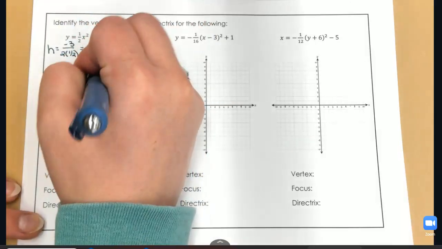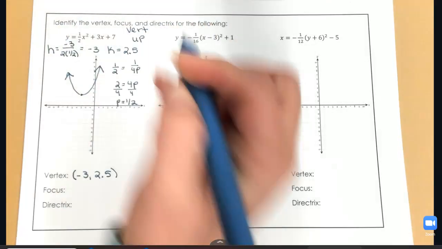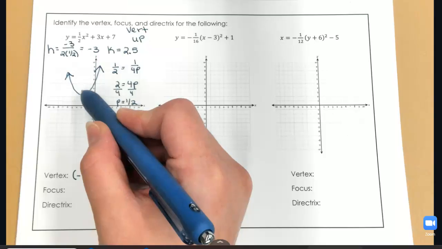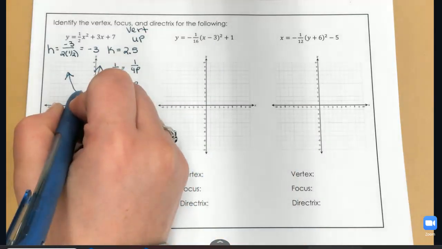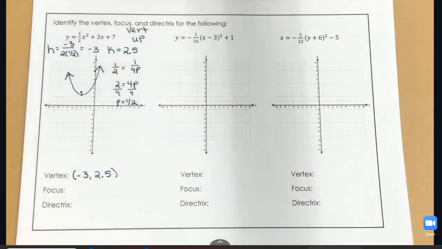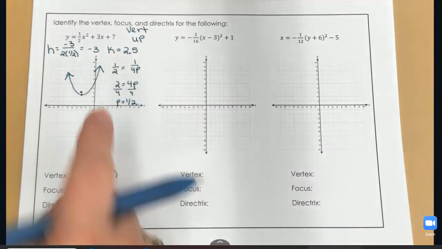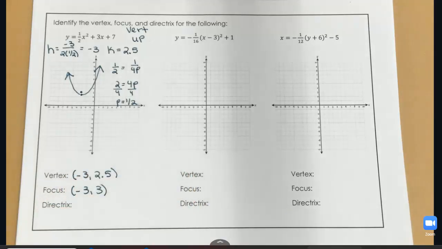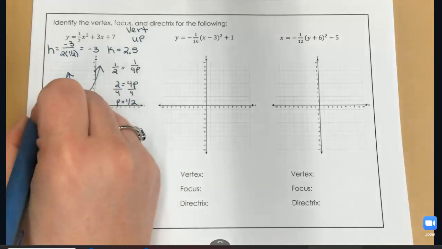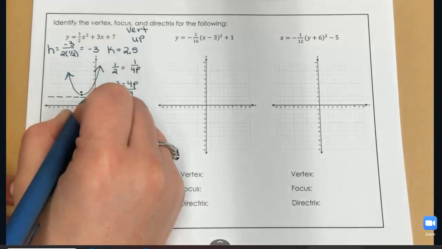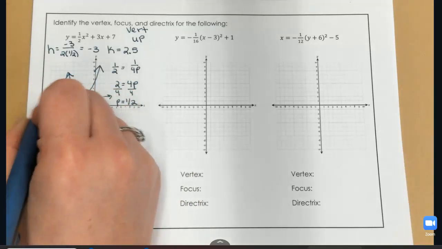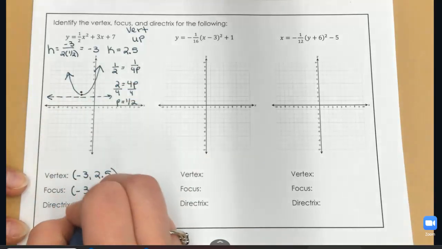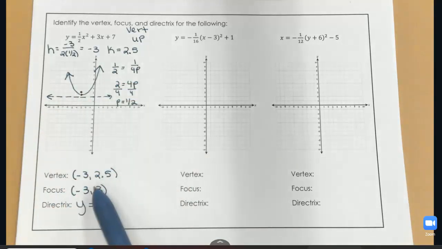Now, if this parabola is opening upward, as we already established, my focus has to be inside the parabola, so I'm going to go up 1/2 to find my focus, and that is right here at the point negative 3, 3. And then I'm going to go down 1/2 to find the line where my directrix is, and that is this horizontal line, Y equals 2. So your focus will always be coordinates, and your directrix will always be a line.